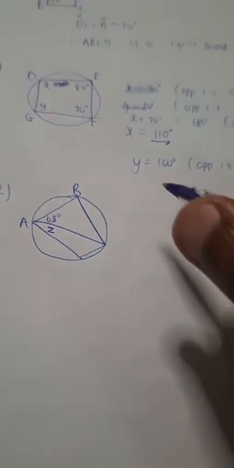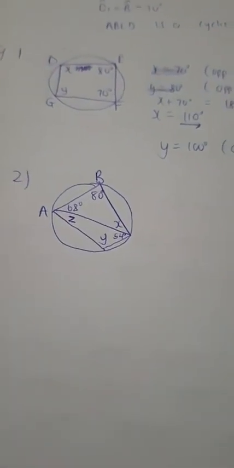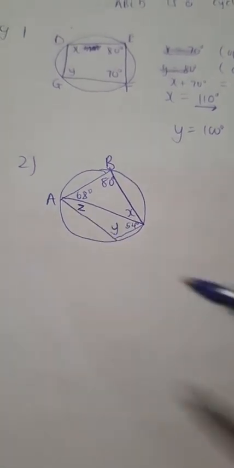Okay, let's look at another one. Here is the circle. There is the diagram. There is B. There is A. This is the letter Z, letter Y, 54 degrees, X, 80 degrees. You are required to find the value of X, Y, Z.